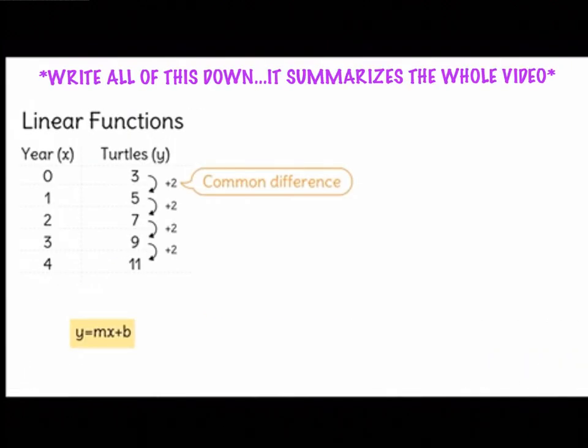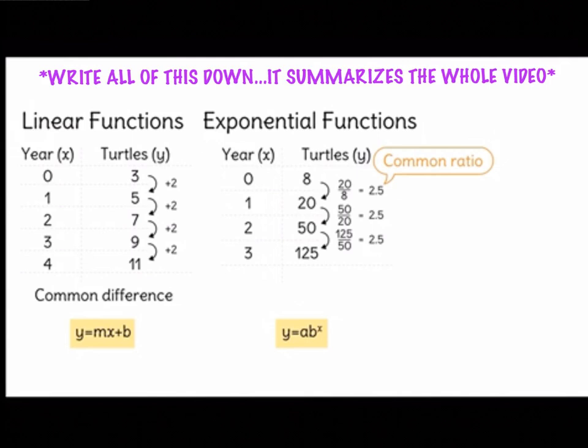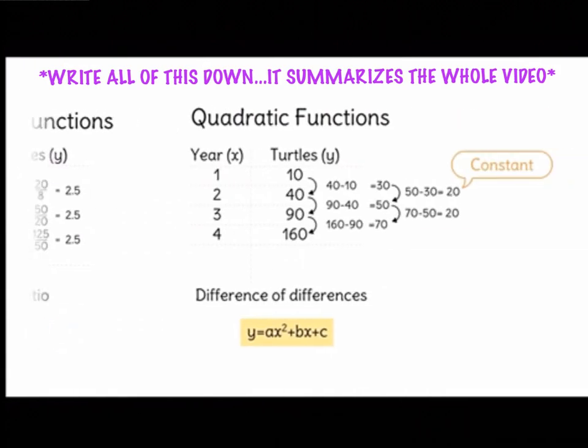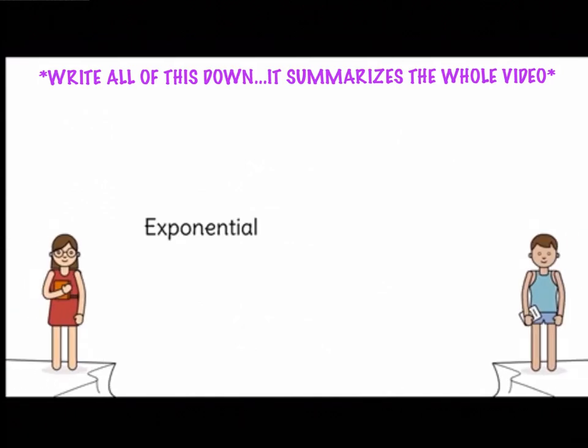So linear functions have a common difference in consecutive y values. That's the slope. Exponential functions have a common ratio, the multiplier that makes exponentials grow faster than anything else. You can always detect quadratics by finding a constant difference of the differences. Eventually, exponential growth always exceeds quadratic growth, which exceeds linear growth.